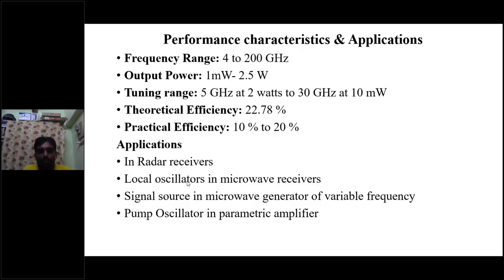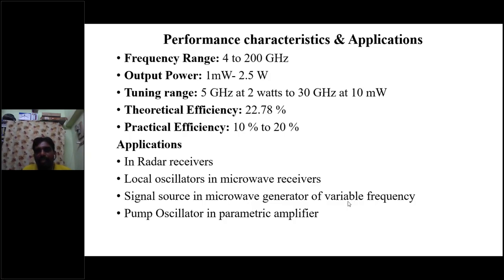And next, another application is as a local oscillator in microwave receiver circuits. In our analog or digital communication systems, we use local oscillators in the form of IF amplifiers and RF amplifiers. Similarly, in our microwave devices, the reflex Klystron oscillator can be one of the local oscillators at microwave frequencies. And next, it can be used as a signal source in a microwave generator of variable frequency.